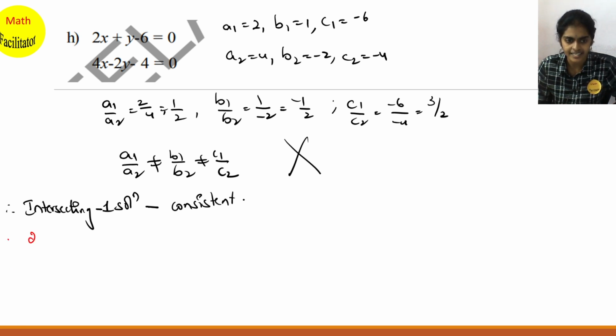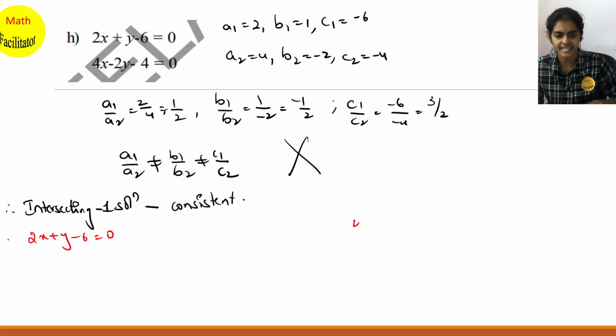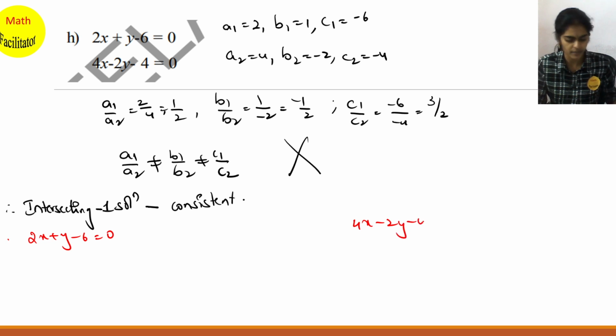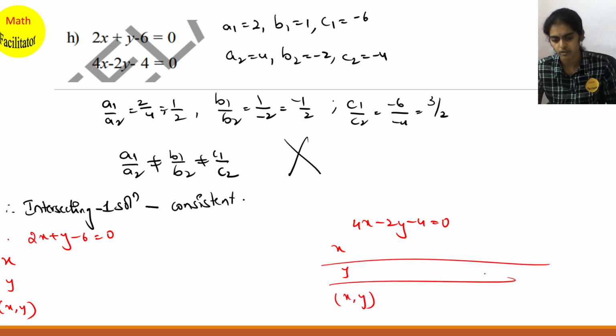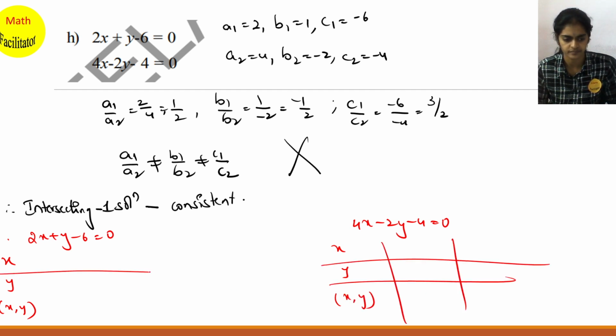So for the first line, 2x plus y minus 6 is 0. And this is the second line, 4x minus 2y minus 4 is 0. Okay. So for the first line, let me write x, y, x, y. And here also x, y, x, y. Okay. Table of values, two values are enough.